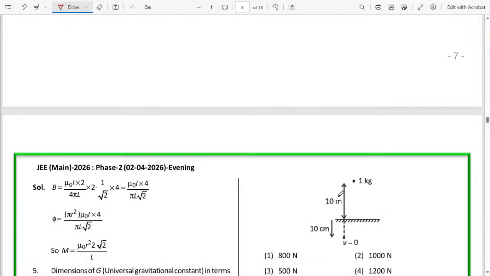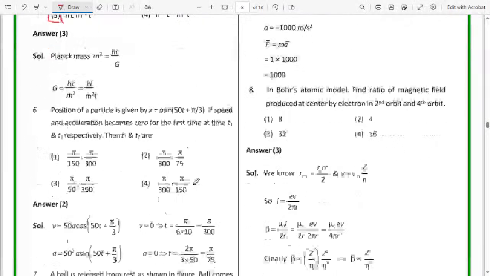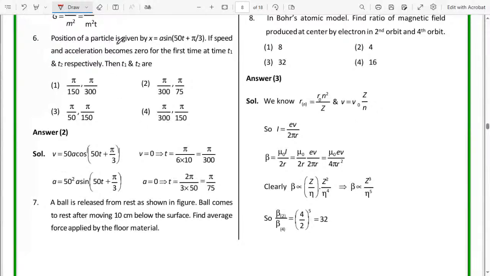Next, question number 5. Dimensions of G, the universal gravitational constant, in terms of Planck's constant h, mass m, time t and length L will be. Yes, this is option 3. Straight away you can choose the answer. Next, question number 6. The position of a particle is given by x equal to a sine of 50t plus pi by 3. If the speed and acceleration become 0 for the first time at times t1 and t2 respectively, then t1 and t2 are.